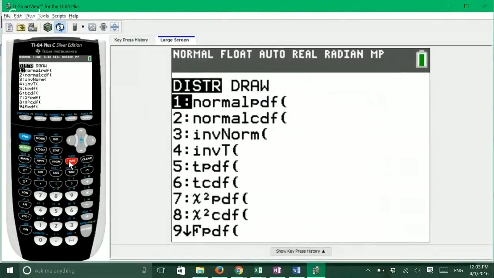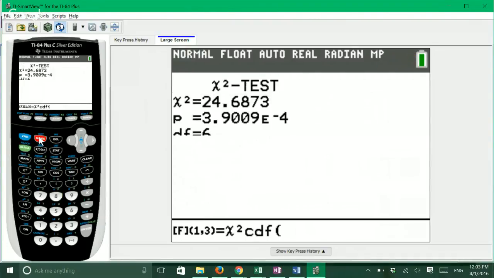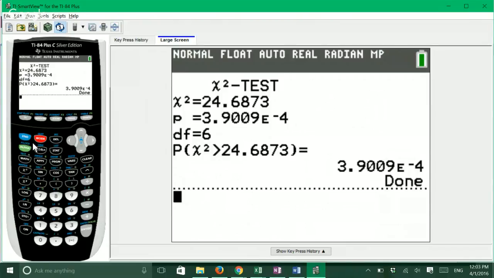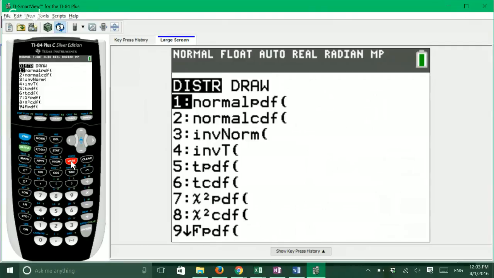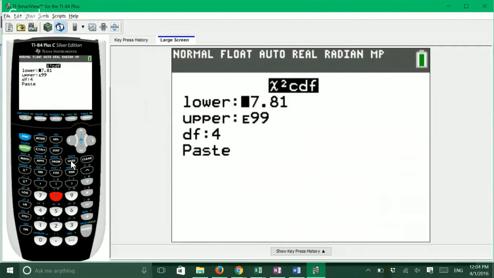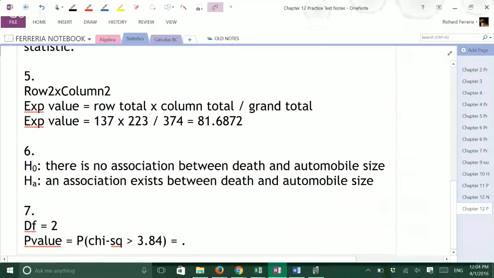Distribution, chi-square CDF. Oh, no, that's not what I want to do. I do not want to put that in the matrix. Chi-square CDF, yes. Lower in this case is going to be 3.84. Upper is always E99. Degree of freedom is 2, right? All right, so let's figure this one out. This one is 0.1466. Fail to reject.